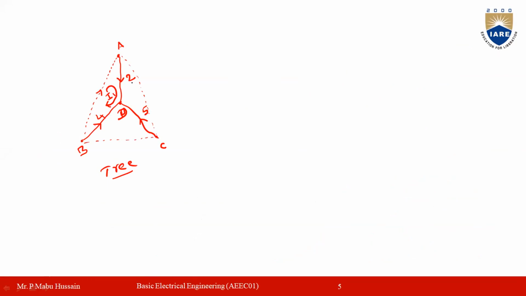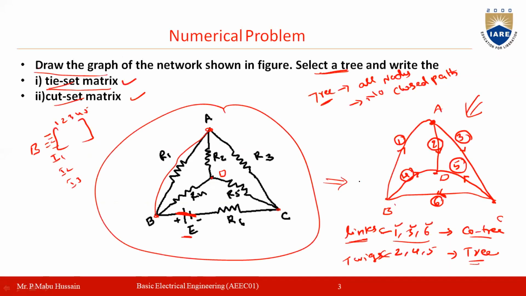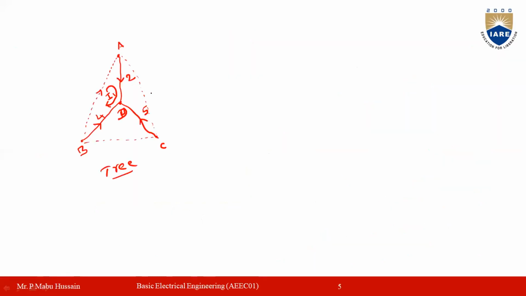Now if you add the link AC, how was the AC direction in the original graph? From top to bottom, so the direction is from A to C, and here the sixth one is C to B. So the direction you represent beforehand. Okay, so this is the direction. If you add the link 1, you are framing one closed path, and in that closed path you can assume the link current I1.